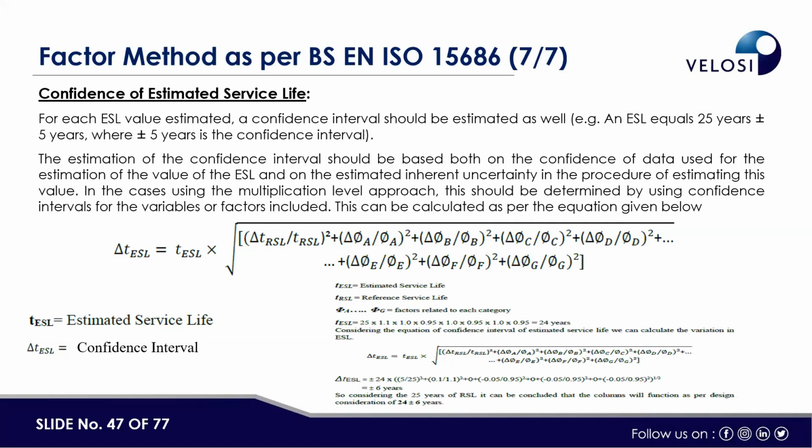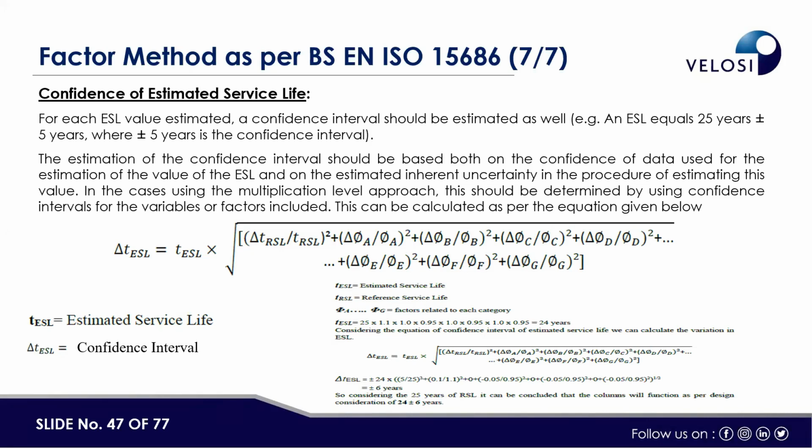The estimation of the confidence interval should be based both on the confidence of the data used for the estimation of the ESL value and on the estimated inherent uncertainty in the procedure for estimating the values. If there is uncertainty in the estimating procedure, then we can apply weightage approximately so that we get the value in a suitable range. In the case of using the multiplication level approach, this should be determined by using confidence intervals for the variables of the factors included. This can be calculated as per the below formula.